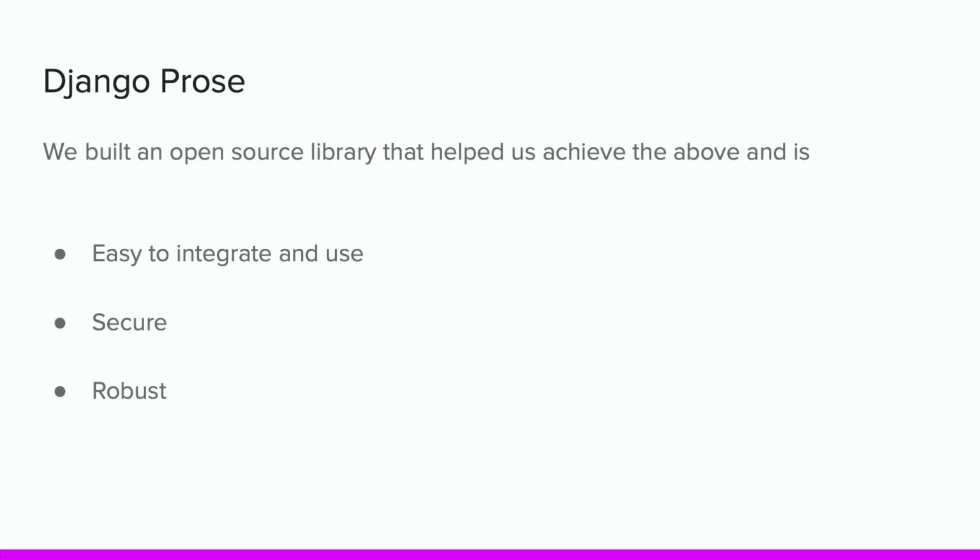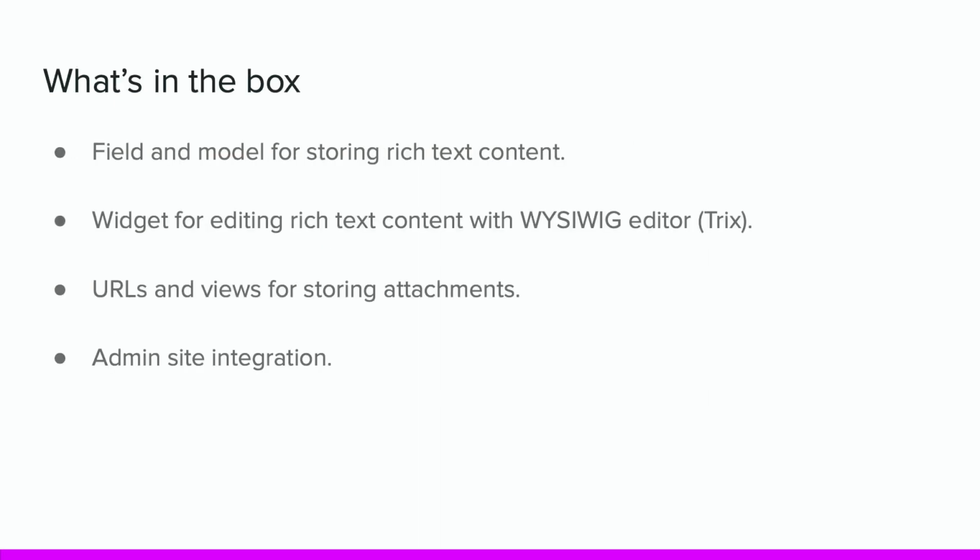So in my company, we created this library. It's called Django Pros, where we did all that stuff. We encapsulated all this functionality in a library that we could use in our applications and in our clients' applications. It's easy to integrate and use. It's secure and robust. What comes in the box is a field and model for storing rich text content either inline or in a different model, if you wish. We have a widget for rich text editing, which for now is the Trix editor. And we have URLs and views for attachments, because you can drag and drop images, and it integrates with the admin site.